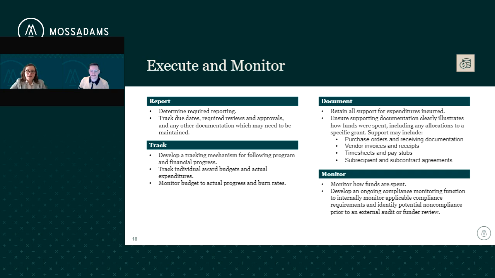And then monitoring how funds are spent. So developing an ongoing compliance monitoring function that is tracking all of the requirements of your grant. Those are the requirements that can be found in the prime agreement. You'll want to make sure that you are checking all the boxes in terms of the requirements of your grant to ensure that you are in good standing with your funder and you are eligible for future funding, and to ensure that if you do need to make any adjustments, you're making those adjustments, I say at least by the halfway point in your grant.